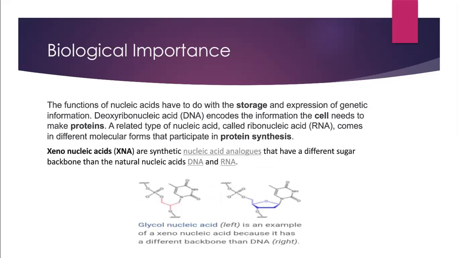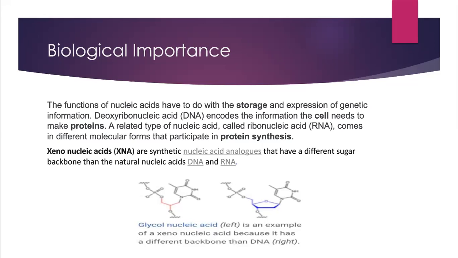The biological importance, the function of nucleic acid, has to do with the storage and expression of genetic information. Deoxyribonucleic acid, DNA, encodes the information the cells need to make proteins. A related type of nucleic acid called ribonucleic acid, RNA, comes in different molecular forms that participate in protein synthesis.